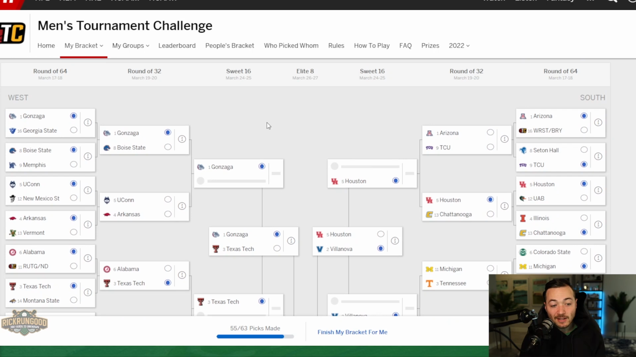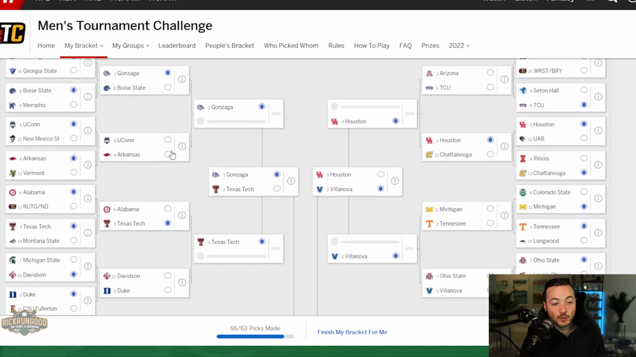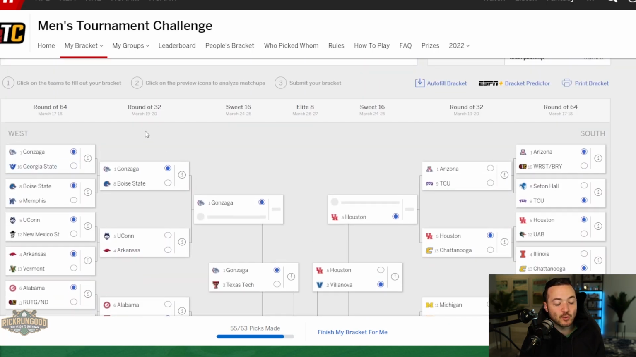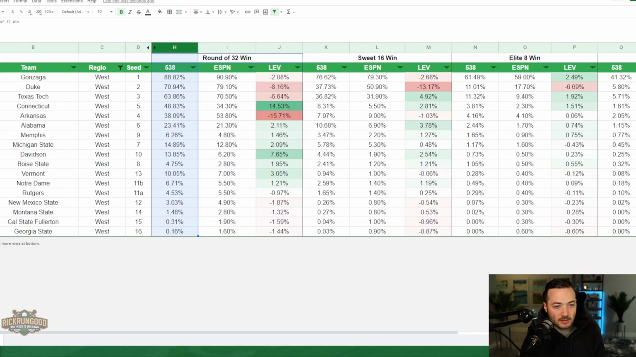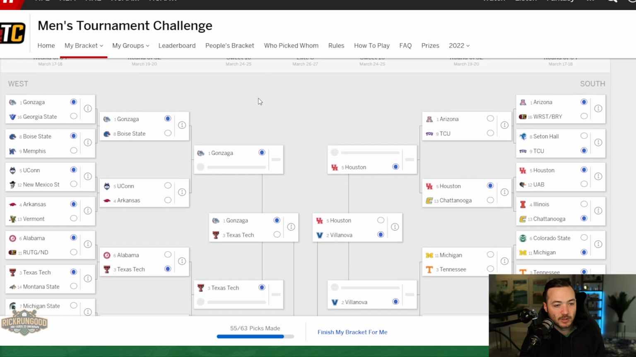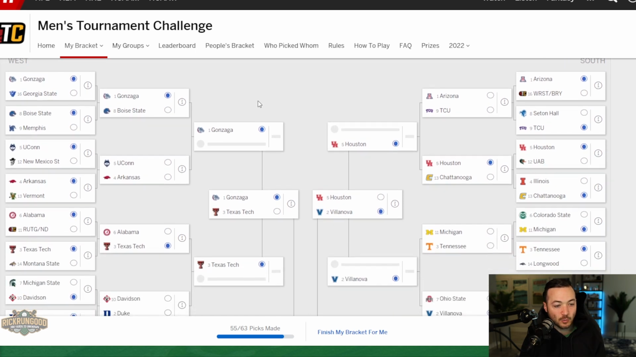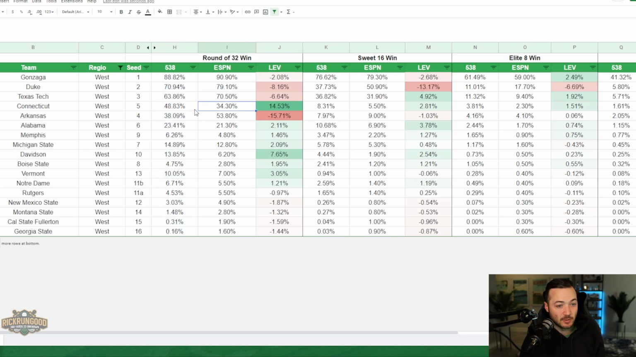Okay, so now we just got to figure out who's going to advance. So who is going to win in the round of 32? That is our next question here. So let me make this a little bit better here. We need UConn or Arkansas, because whoever wins that is going to end up playing Gonzaga. So UConn or Arkansas. So they are right here, 1 and 2.